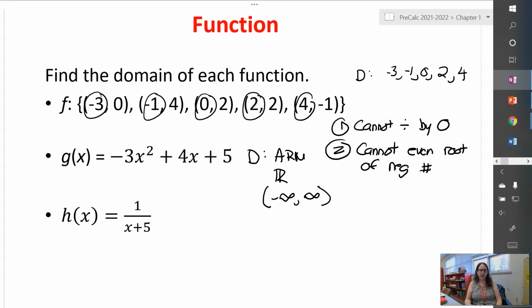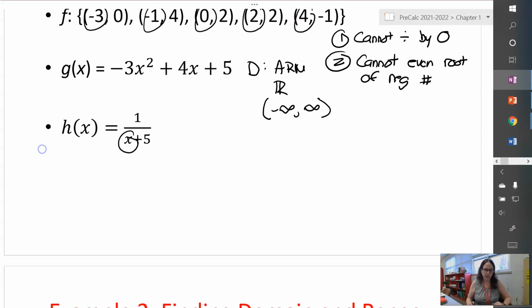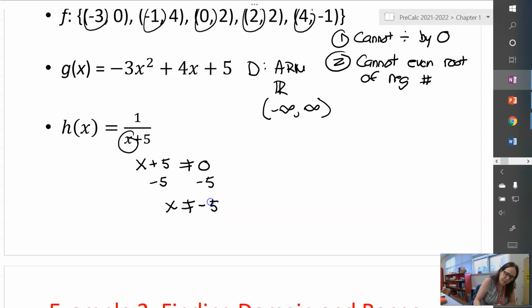Now look at h. We are dividing by an x plus 5. I have a variable in my denominator, so rule number 1 applies. I cannot divide by 0. Therefore, x plus 5 is not allowed to equal 0. If I subtract 5 from both sides, that says x is not allowed to equal negative 5. So that's the domain for this one.